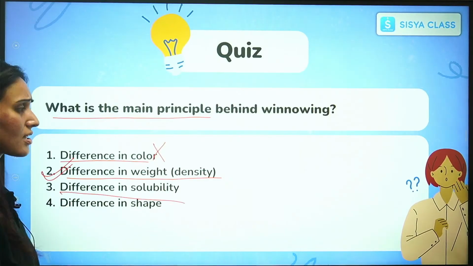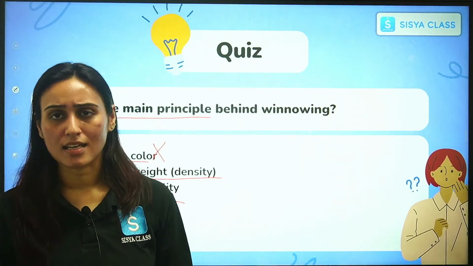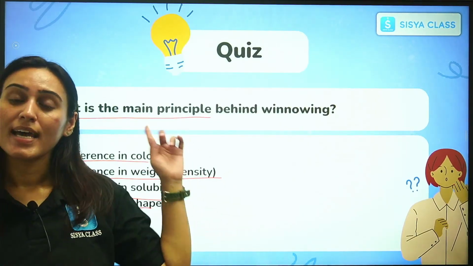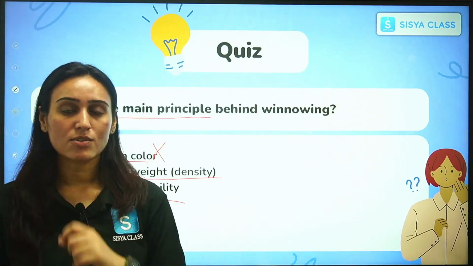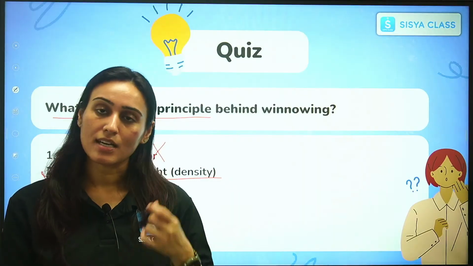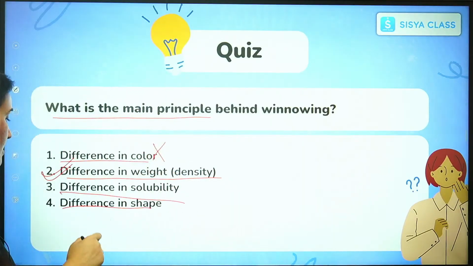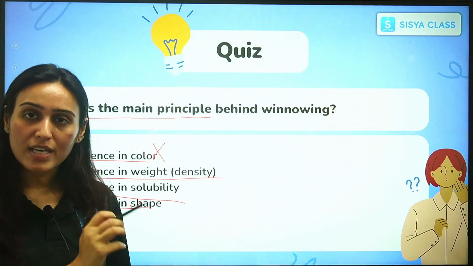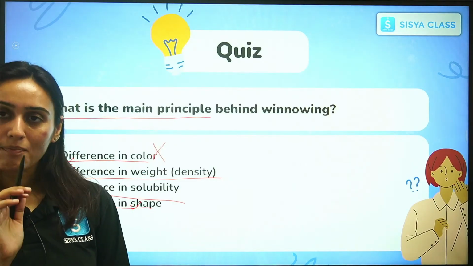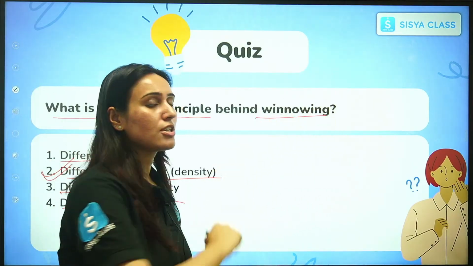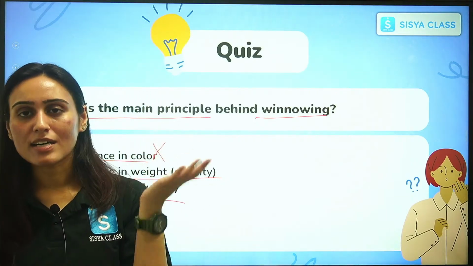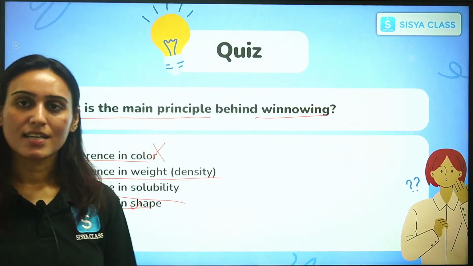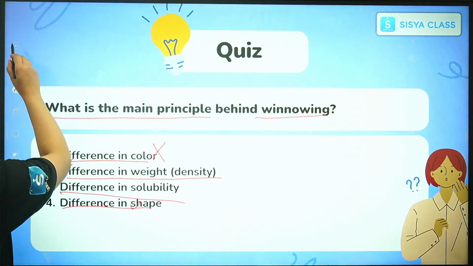We are not trying to dissolve it in anything, right? We are not using the difference in shape also. We have used it in order to separate it out by hand picking. For hand picking, the difference in shape can work, difference in color can work, but if we are trying to separate out components by winnowing, we are going to use the difference in mass, weight, or density. Okay, so the correct answer is option B, everyone. Alright, let's move to the next one.